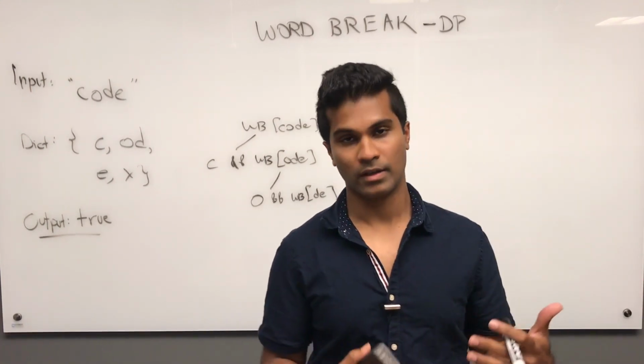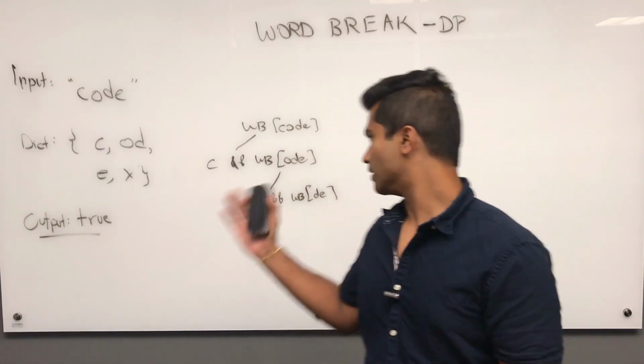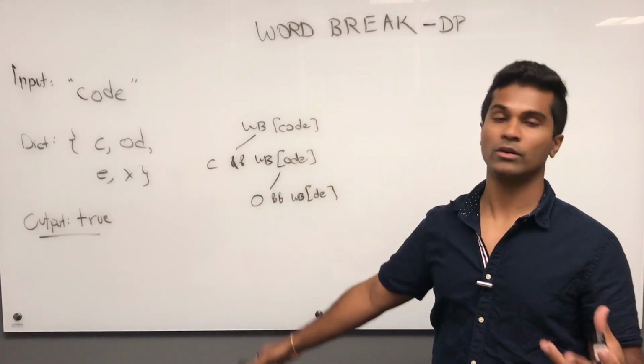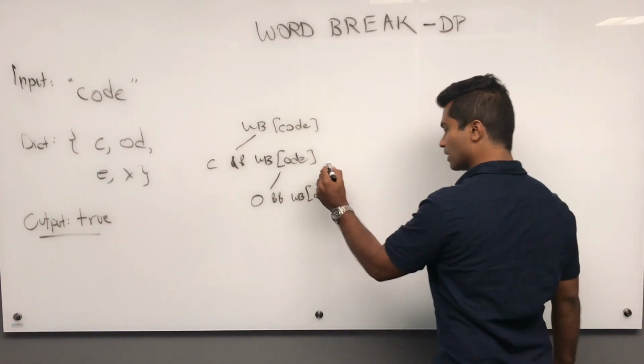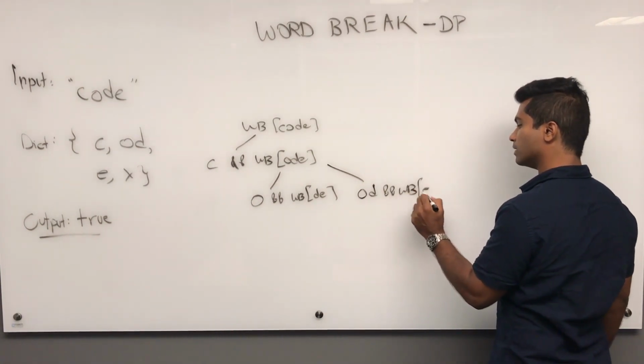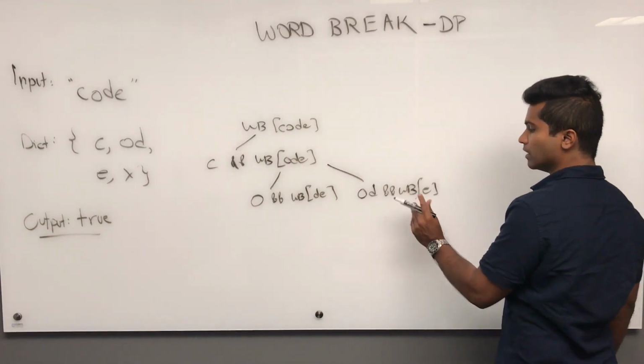If OD is not there, we can take away 3 letters. For ODE, we can take away 3 letters and look for OD and word break of E. Well, OD exists in here, so we can look for the word break of E.